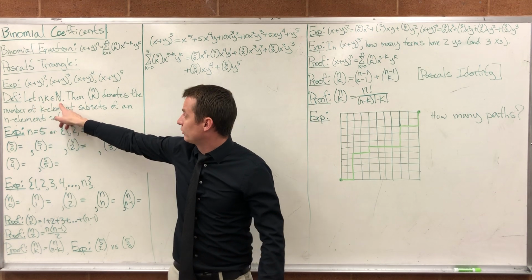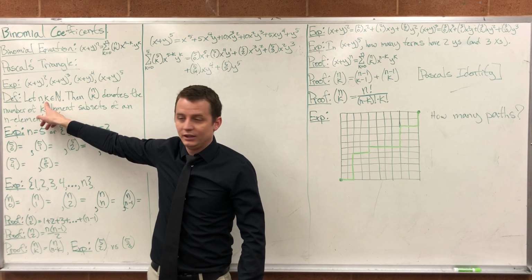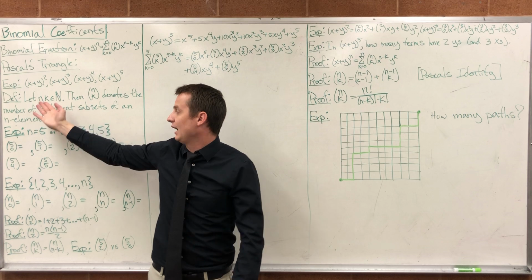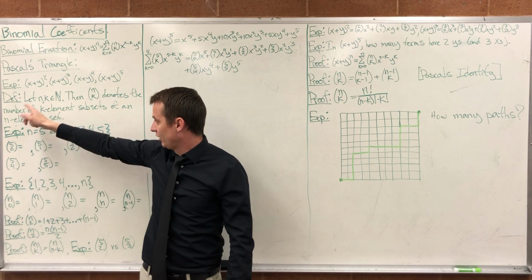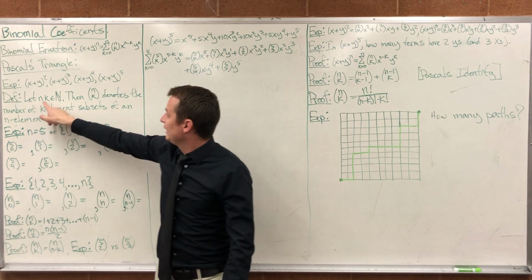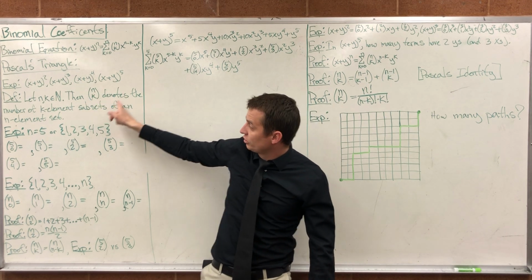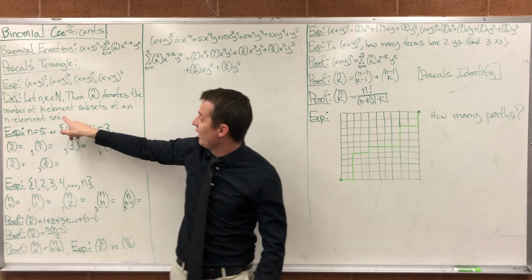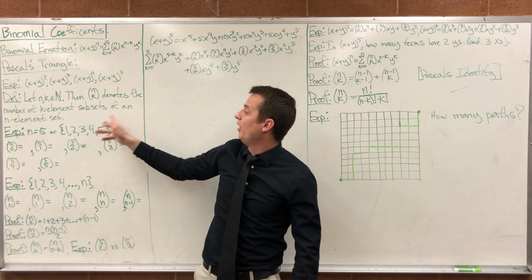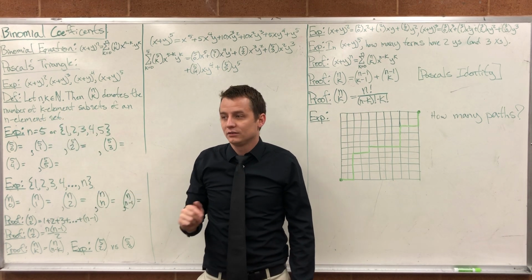Let n and k be natural numbers, where k is less than or equal to n. Sorry, I forgot to put that in there. Actually, it can be bigger than n. Doesn't matter. So, I said right. Let n and k be natural numbers. Then n choose k denotes the number of k element subsets of an n element set.